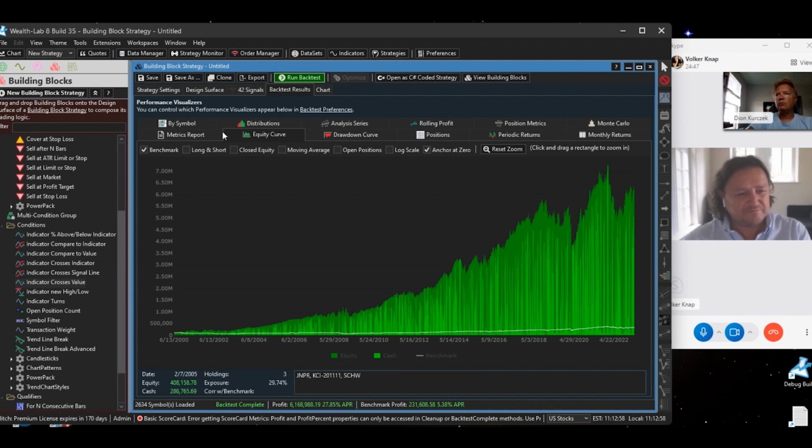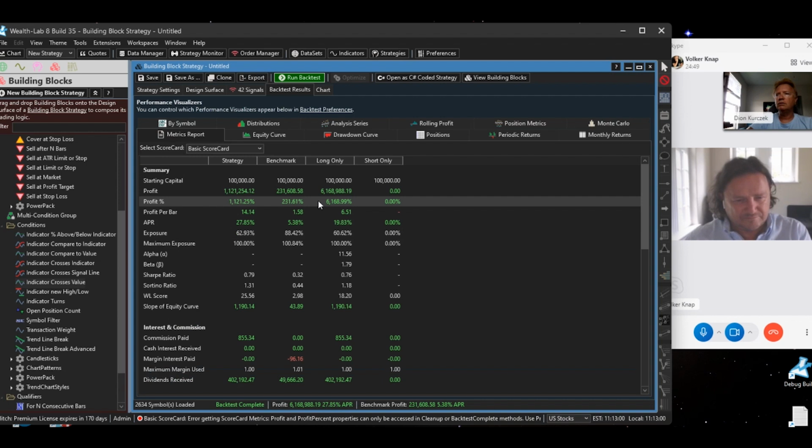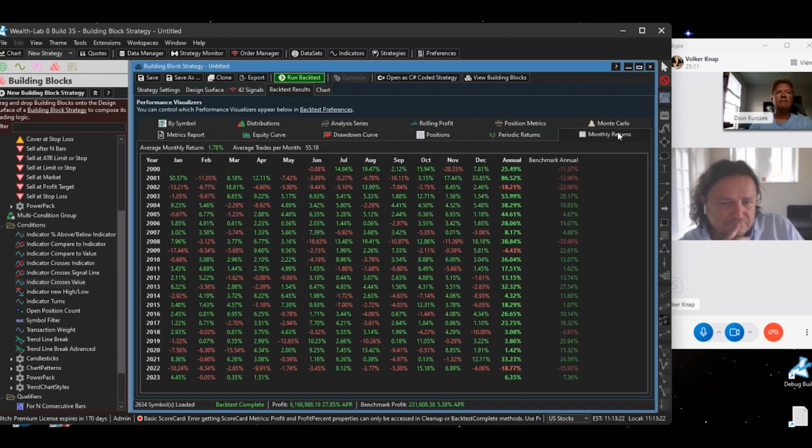27.8% return with 1,100 profit over those years. So we're getting closer to what Rayner had. We didn't quite meet his claim of the return that he was seeing, but still, I think it's a pretty good result. Let's look at our monthly returns here. We've only had 3 losing years out of all that time.